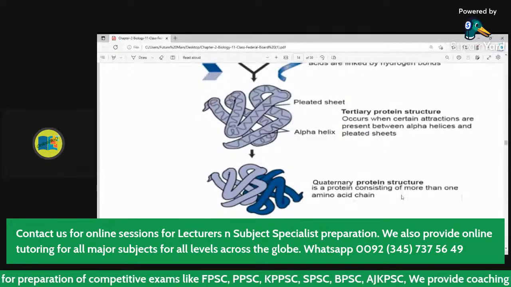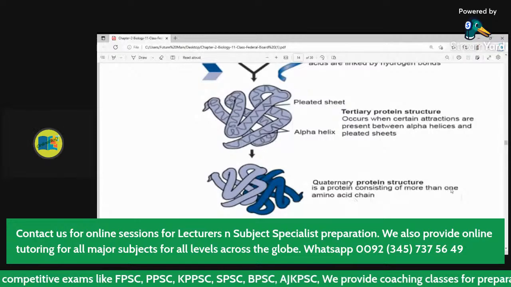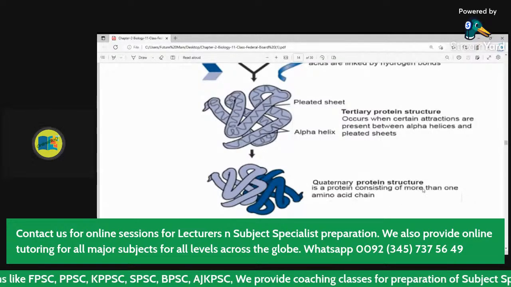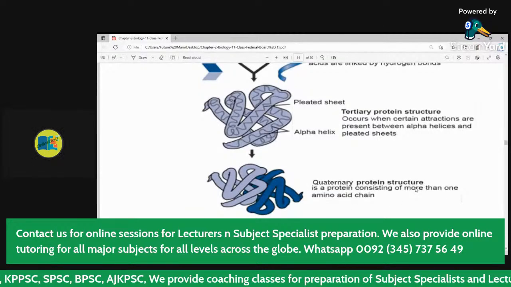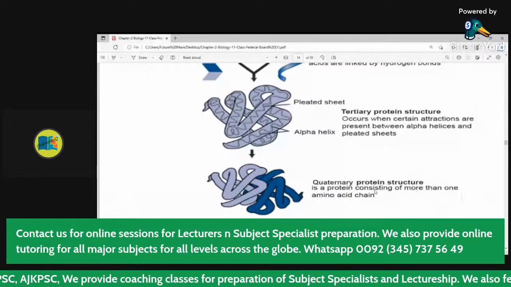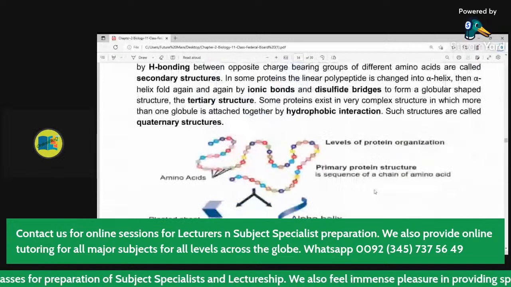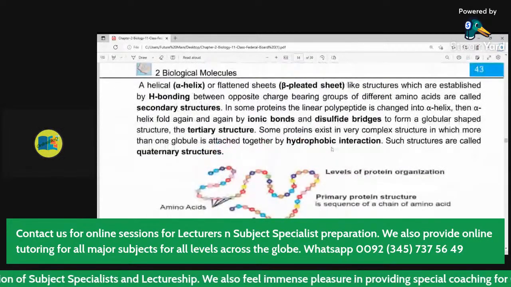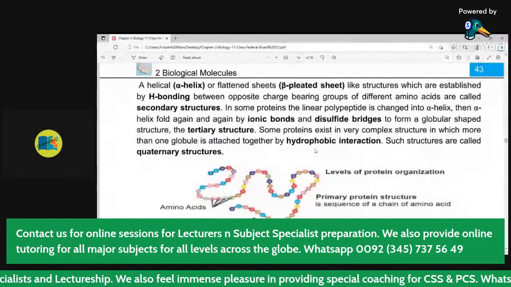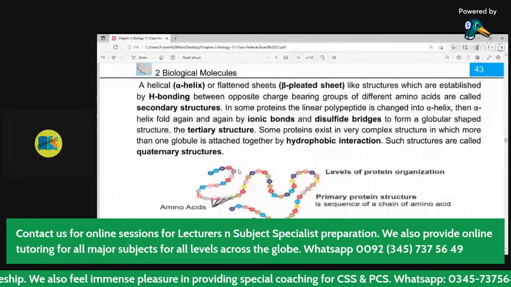So there is more than one amino acid chain. There are more than one polypeptide chains, meaning at least two or more than two polypeptide chains are present. And when these are folded together to form a globular structure by hydrophobic interactions, this type of structure is known as quaternary structure.